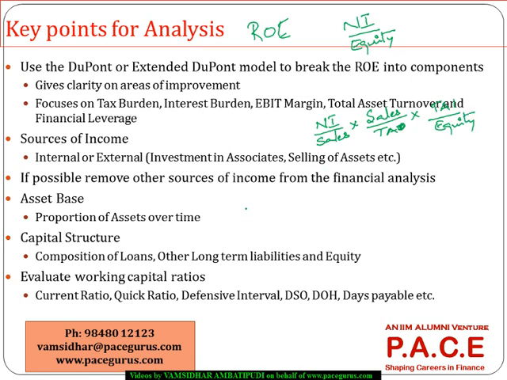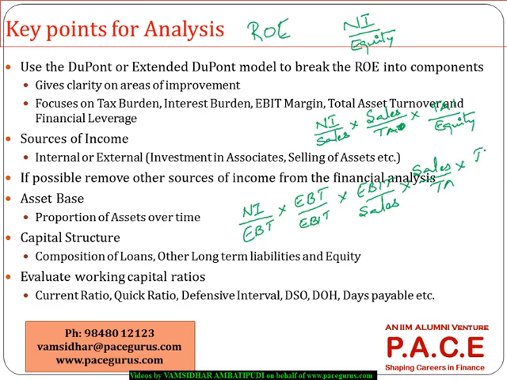right? And sometimes people have even given this extended DuPont model saying NI by EBT into EBT by EBIT into EBIT by sales or revenues into revenues by total assets into total assets by equity. So this is what we call an extended DuPont model, where net income as a proportion of profit before tax. So the higher this number is, the tax burden is lesser.